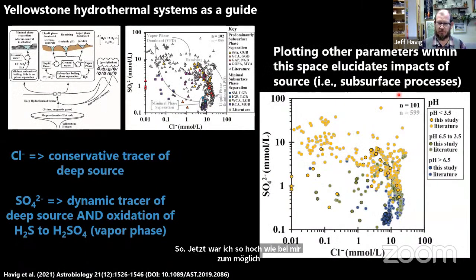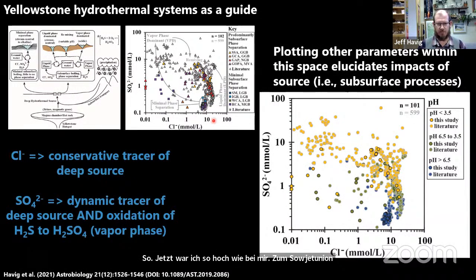So then once we have this framework to work with, we keep in this chloride versus sulfate space, this allows us then to look at other parameters. For example, here I have plotted pH and binned them in terms of acidic, so 3.5 or less, or 3.5 to 6.5 is intermediate, and then circumneutral to alkaline is 6.5 and greater.